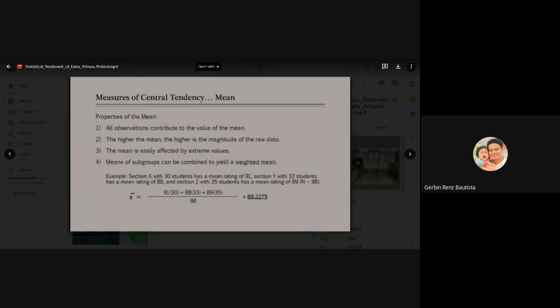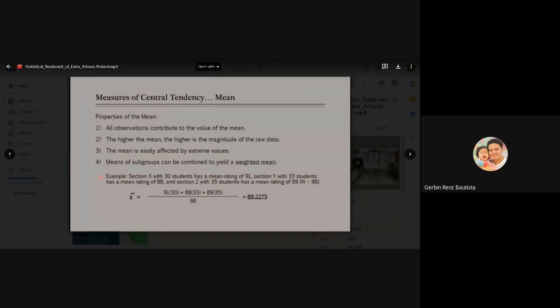The properties of the mean are the following. Number 1, all observations contribute to the value of the mean. 2, the higher the mean, the higher is the magnitude of the raw data. For example, if the mean income is high, it means that the respondents have high income. Third, the mean is easily affected by extreme values, like an extremely low or high value. Because of this weakness of the mean, it is not a good indicator of centrality when there are extremely high or low values. And lastly, means of subgroups can be combined to yield a weighted mean.